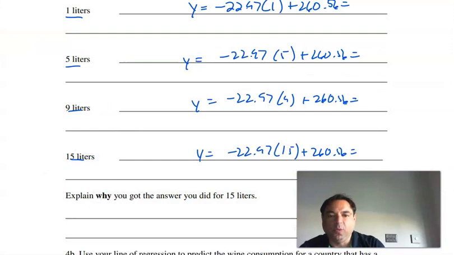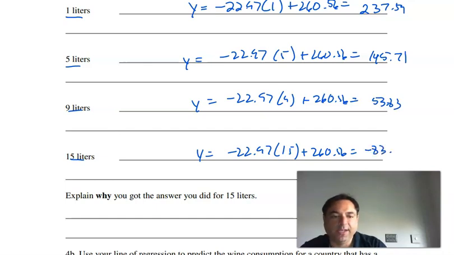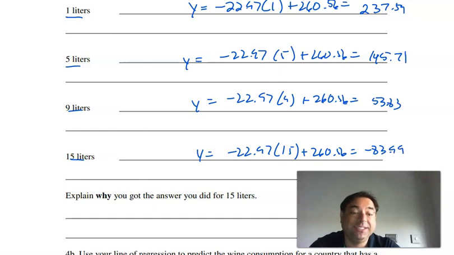Okay, so for 1, we got 237.59. For 5, we got 145.71. For 9, we got 53.83. And for 15, we got negative 83.99. Now, be able to write each of these in a complete sentence. So, for example, at 1 liter of wine consumed, the heart disease death rate is 237.59. At 5 liters of wine, the heart disease death rate is 145.71. At 9 liters of wine, it is 53.83. And at 15 liters of wine, it is negative 83.99.